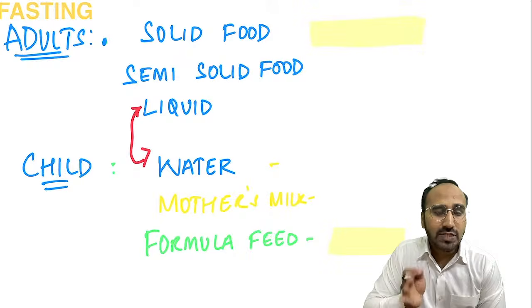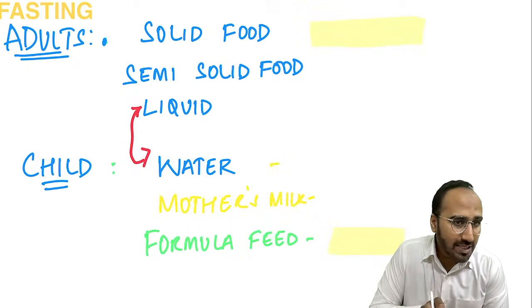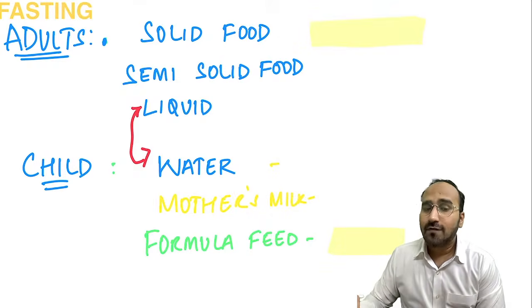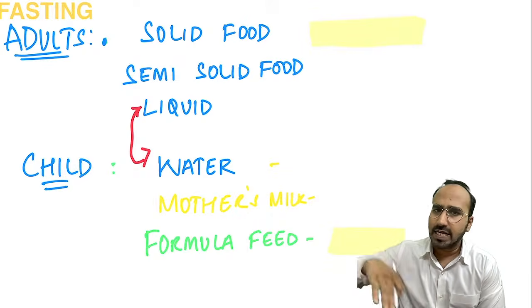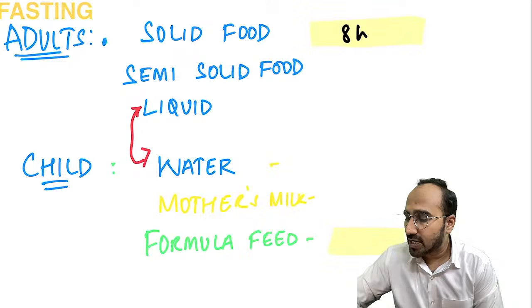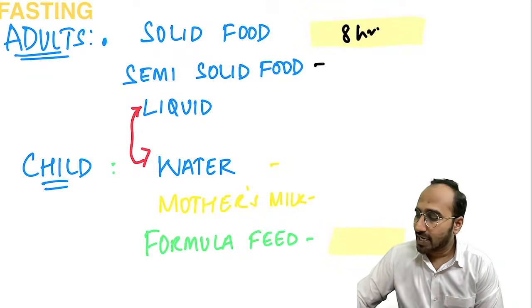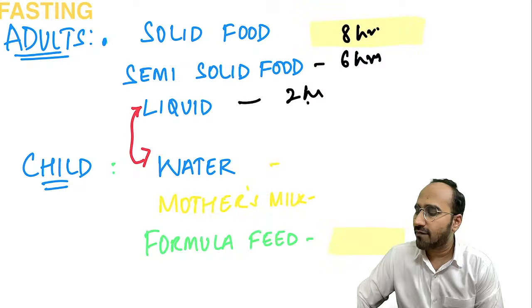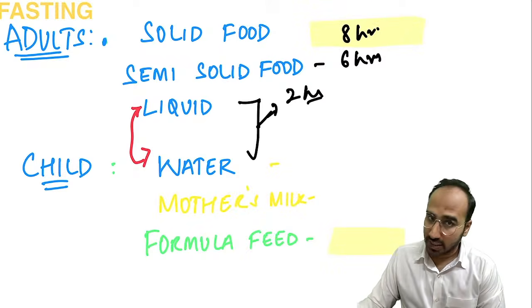Now guys, remember, why is fasting very important? Because if you don't tell the patient to be in a fasting state, then the patient will be at risk of aspiration. Now, if the patient is adult and he's taking solid food, any solid food, whether vegetarian or non-vegetarian, how many hours of fasting? 8 hours of fasting. If he's on semi-solid food, any juice with pulp, then how many hours of fasting? 6 hours. If he is on liquid, 2 hours of fasting. Very, very important. Remember, whether it is an adult or child, 2 hours is required when he is on liquid.